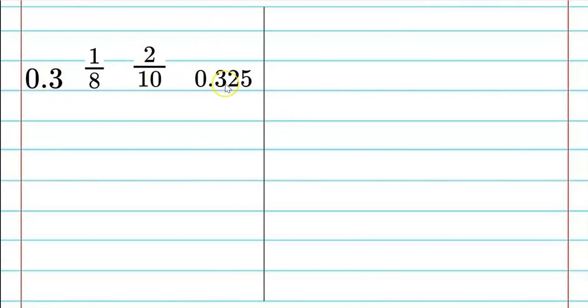So when I look at these, I want to see, can I make them all fractions or all decimals? And usually when I'm comparing, I want to make them all decimals. Because if I did this one, 325 thousandths, as a fraction, I would get all the way to my thousandths in my denominator, and that would be hard to find a common denominator with these numbers. That's a lot more work.